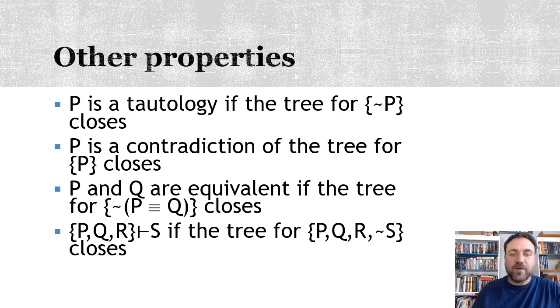Remember the way to set this up, which is again just information from the text itself: some sentence is a tautology if the tree for the negation of that sentence closes, and some sentence is a contradiction if the tree for that sentence closes. Two sentences are equivalent if the tree for the negation of the biconditional connecting those two sentences closes. And if a given set of sentences entails some further sentence, then the tree for that set plus the negation of the thing entailed should close. So that's a brief redux on some of those properties.